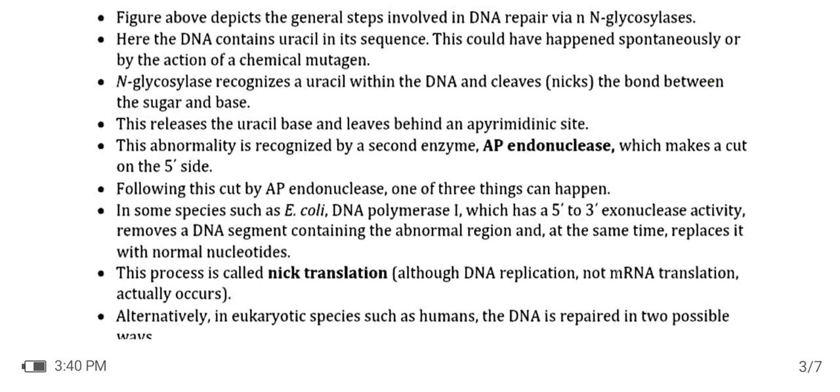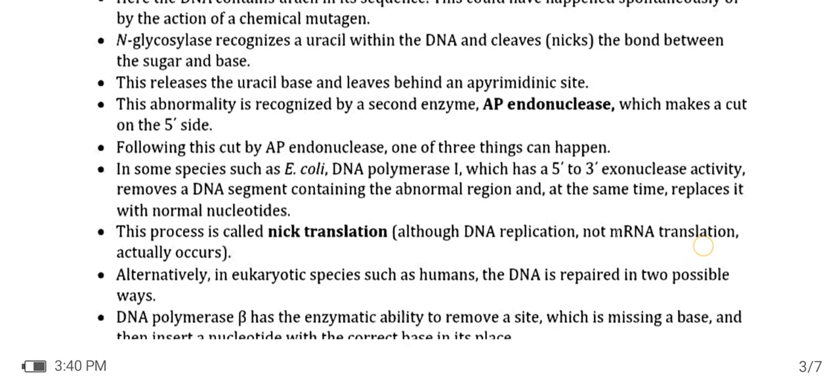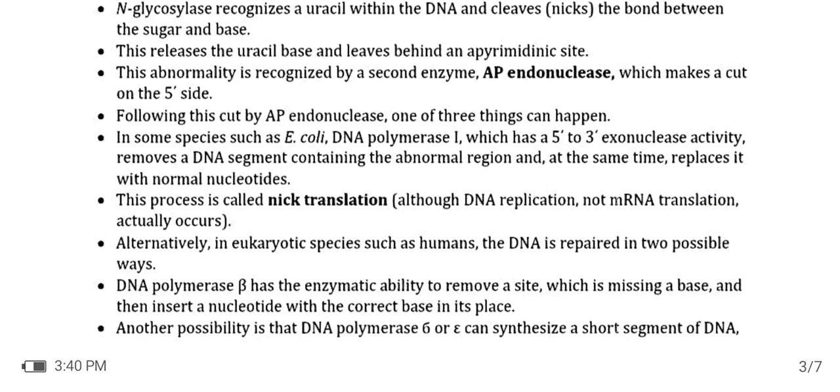Here, the DNA contains uracil in its sequence. This could happen spontaneously or by the action of a chemical mutagen. The DNA glycosylase recognizes the uracil within the DNA and cleaves the bond between the sugar and base. This releases the uracil base and leaves behind an apyrimidinic site. This abnormality is recognized by a second enzyme called AP endonuclease, which makes a cut on the 5' end.